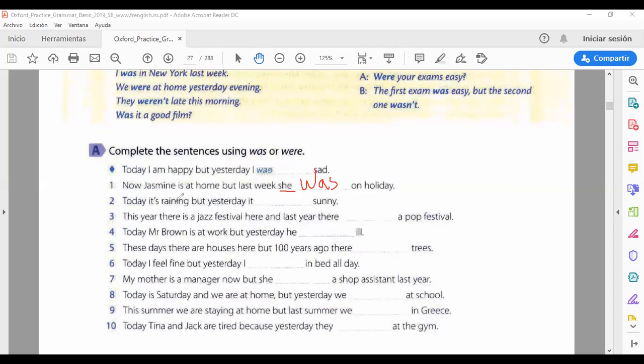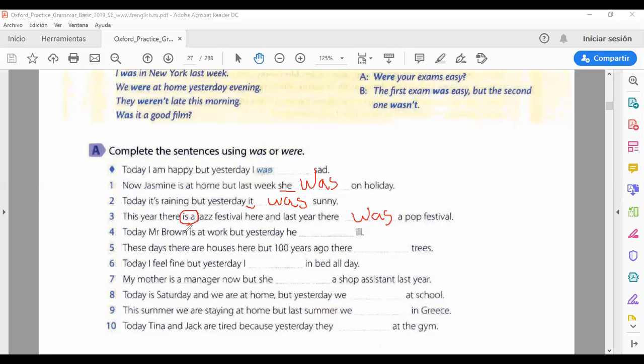Second, today it's raining, but yesterday it, singular form, therefore I have to use was. It was sunny. Number three, this year there is a jazz festival here, and last year there was a pop festival. How do I know that I have to use was? Because I'm talking about singular. Is means singular, a means singular. Remember that A means uno o una.